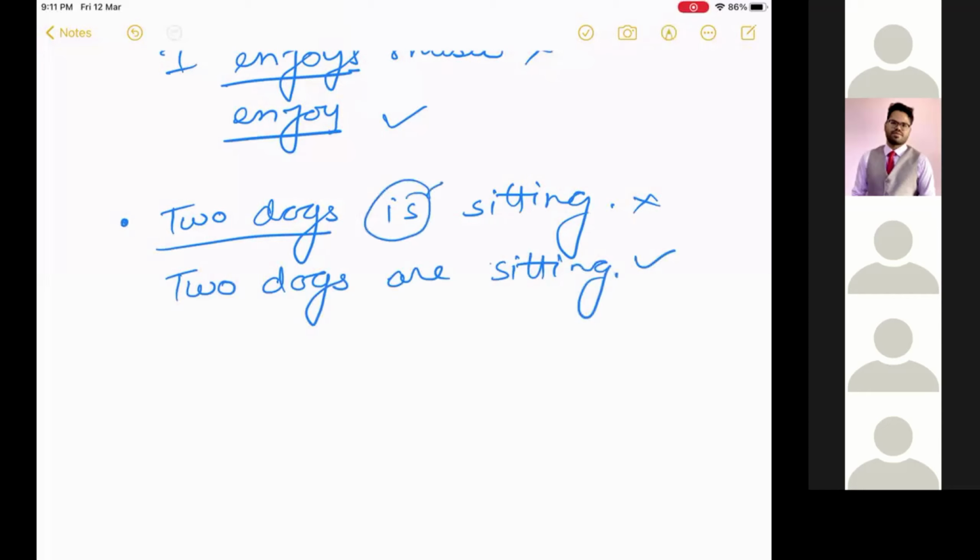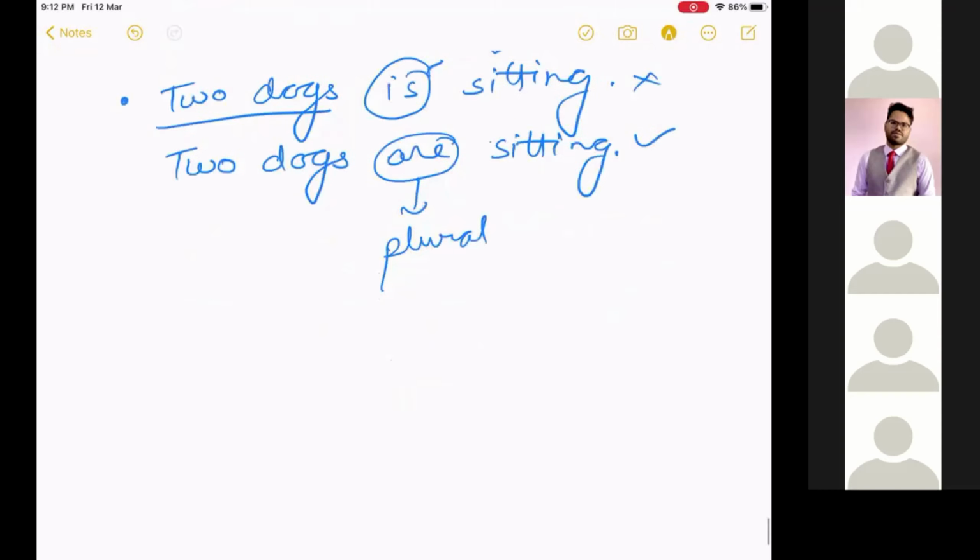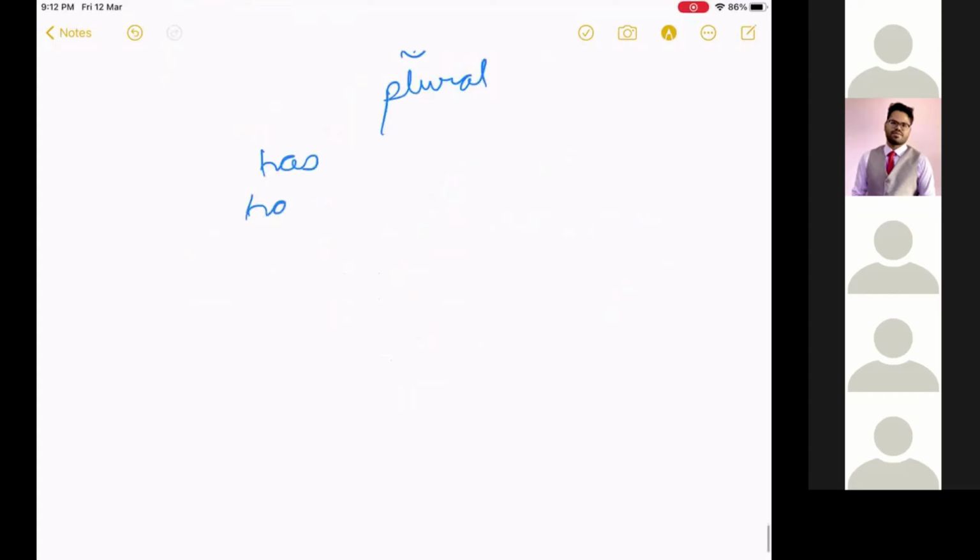Why? Because again the same concept. "Are" is plural and "is" is singular. So this concept will apply everywhere. For example, with has and have.